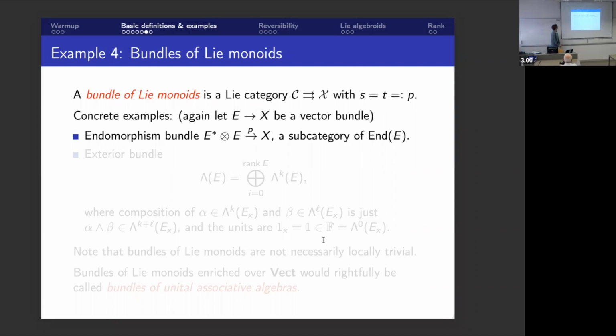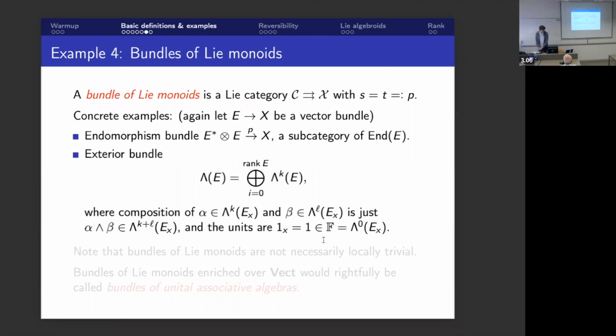We can also consider the endomorphism bundle, which would just be the same thing as before, as in and E, but now X and Y have to be the same, right? We can just restrict to linear maps over particular fibers, like endomorphisms of a fiber, right? And this is a subcategory of and E. Okay, so there's a bit of nomenclature here, right? I'm calling this the endomorphism bundle, and it's a subcategory of the endomorphism category, right?